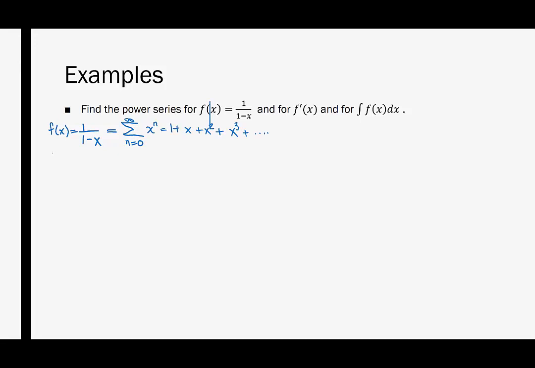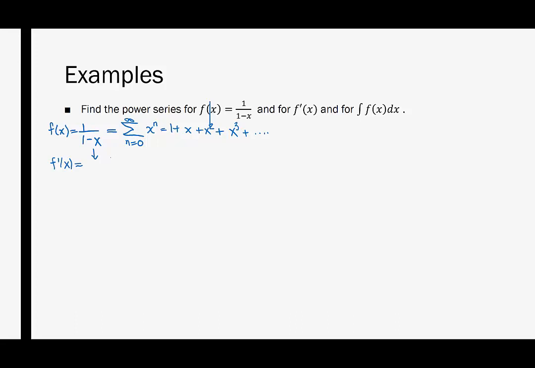And then to find f prime, we can either do term-by-term differentiation and then see the power pattern, or we can go ahead and do it within the power series itself. It's worth noting that we know what the derivative f prime of x is using rules of differentiation. We can write it for the function itself.